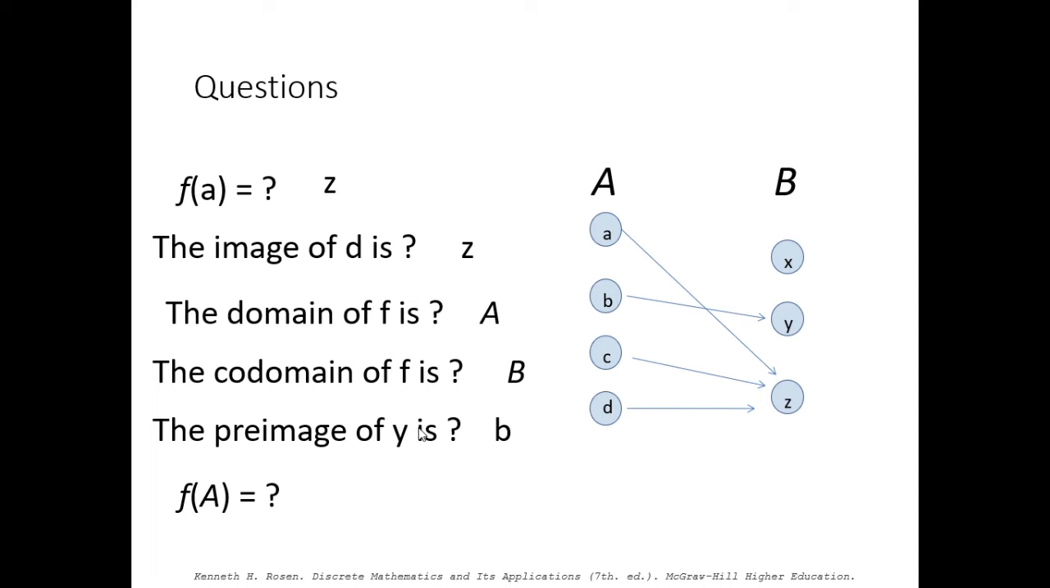The range of domain A is all the elements from set B which are images of elements in set A. So in this example, B has three elements X, Y, and Z. X is unmapped. Y and Z are images of elements of set A, so Y and Z form the range of the domain set. Then the pre-image of Z is all the elements for whom Z is the image. So there are three pre-images: A, C, and D.